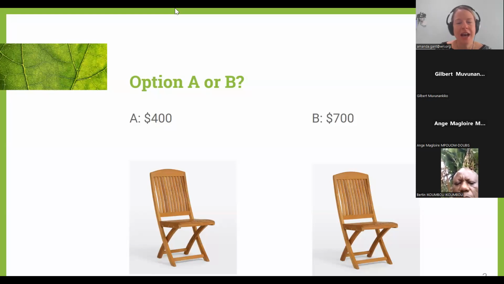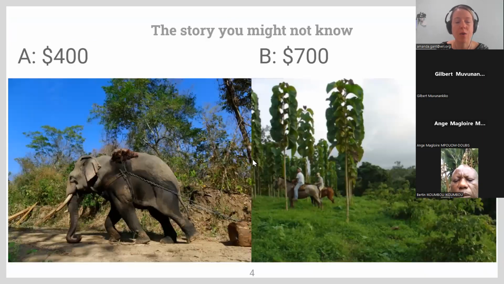And as we go here, if this is all you know about the chairs, they look the same. It seems like you might want to buy the cheaper one. But what if you knew the story behind the chair? What if you knew that in general, the chairs were produced using really bad labor conditions? You can see this poor elephant. Let's just imagine an elephant doesn't like his job.